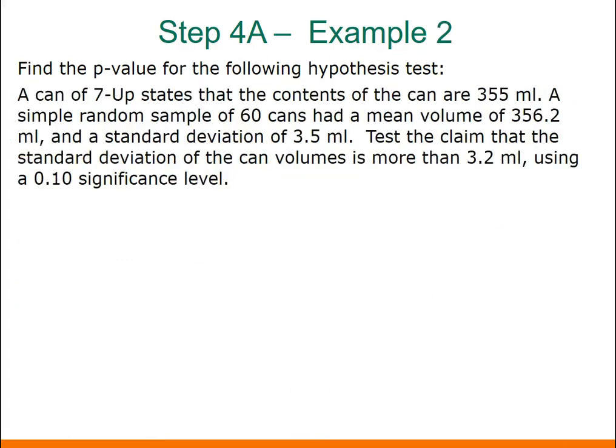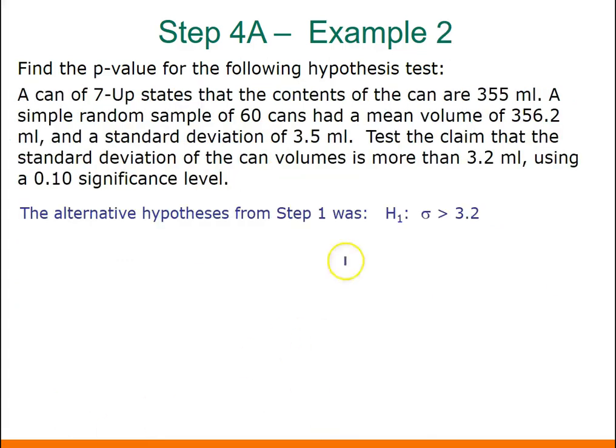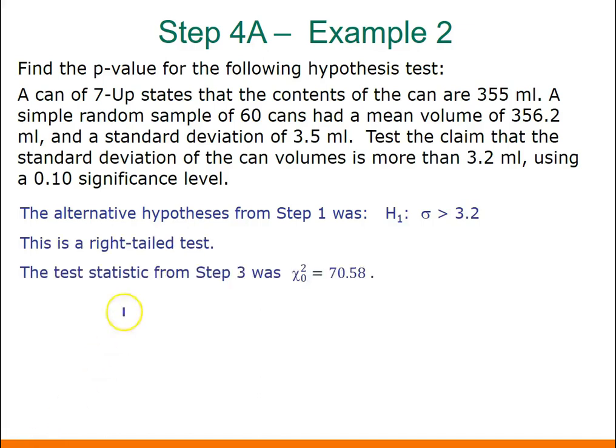For this hypothesis test, our alternative hypothesis was that sigma is greater than 3.2. Since that's pointing to the right, that means this is a right-tailed test. And our test statistic that we calculated from step 3 was that chi-squared is equal to 70.58.